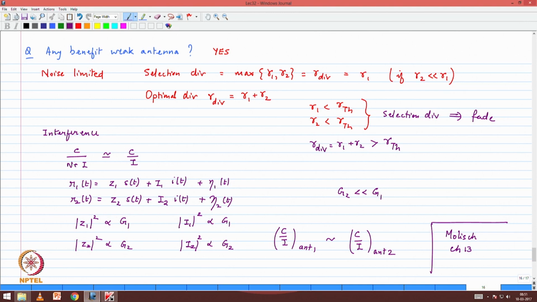Basically, all that we have discussed today is in Molisch chapter 13, and there are corresponding chapters on antenna diversity in Goldsmith and in Rappaport, so please feel free to look at them. Molisch chapter 13 will give you a good framework for what we have discussed today. Thank you. We will see you in the next class.